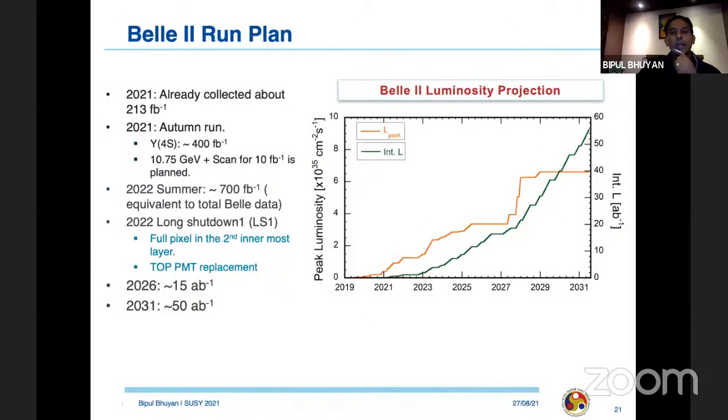All right, so this I can skip because of the time, but we hope to have about 15% of our data by 2031. We are having a long shutdown next year for installing the pixel detector, which is going to be the second innermost layer. Also there will be some PMT replacements done for the TOP. But after that, it should continue to run and collect about 15% of the data by 2026 and 15% by 2031.